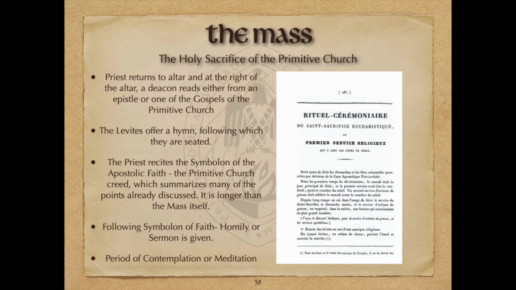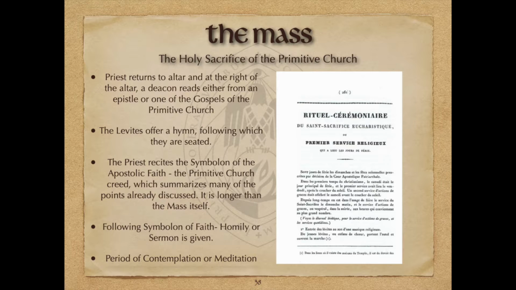But essentially, it compiles and puts together the main spiritual or religious principles of the primitive church into one place for long recitation by the priest. It's quite long. Following the symbol of the apostolic faith, the primitive church's creed, the priest will then give a homily or a sermon. So, of course, this is an element which you find in almost every modern church.